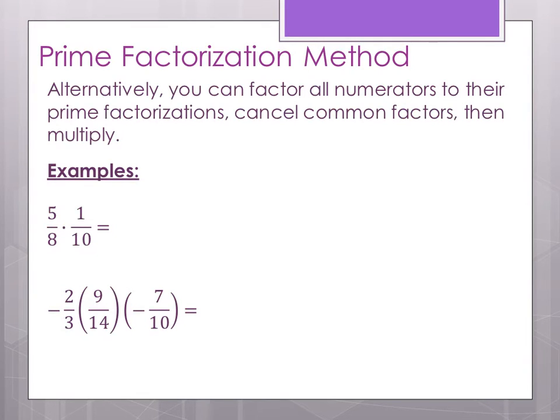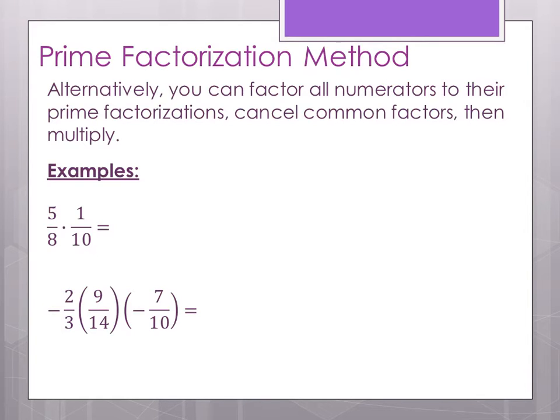The next method that we're going to look at is the prime factorization method. People like this because it's a little less messy than the method that I just showed you, but it does require a little bit more work to factor everything to its prime composites. Okay, I'm going to use the same 2 examples that we used last time. So in this instance, I'm going to factor all the numerators and all the denominators to their prime factorization, and then cancel out any common factors that might arise.